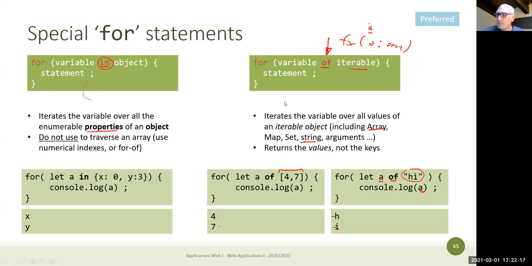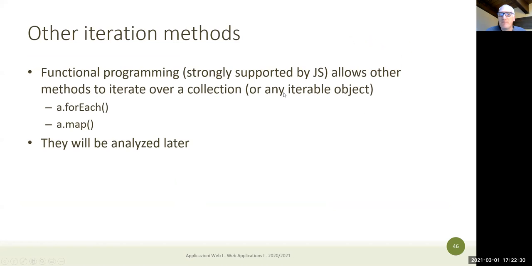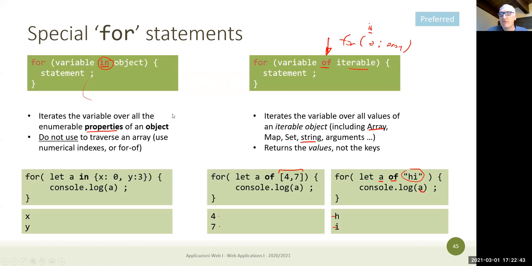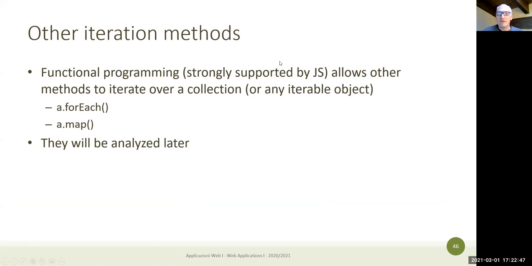Okay. Of course, these examples, I was reading the chat, are with constants, but if you have a variable that contains an array, of course they work also in the same way. There are other more advanced iteration methods, but we'll study them when we see the functional methods over arrays, so next week, that are powerful methods for doing an operation on every element of the array. But for the moment, just remember the of special form of the for statements.